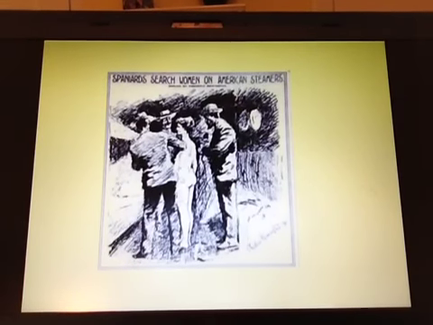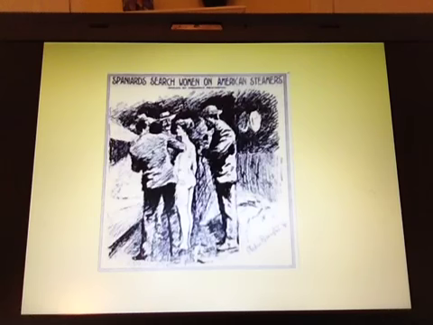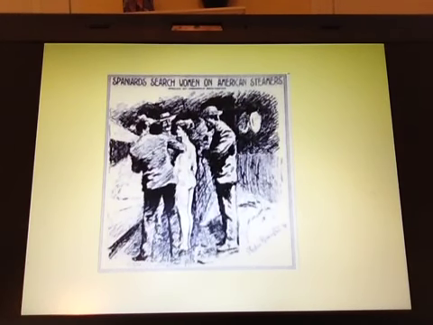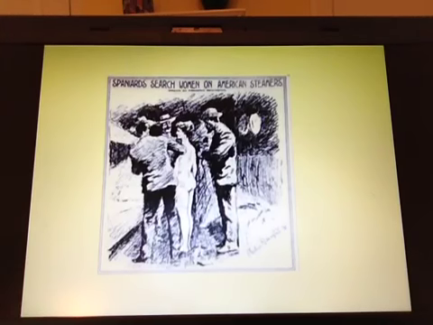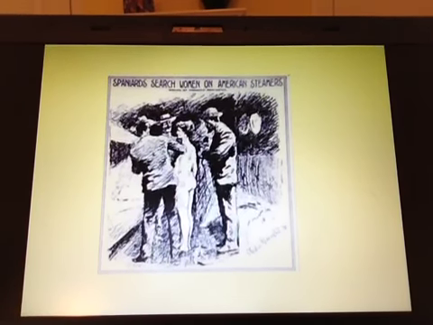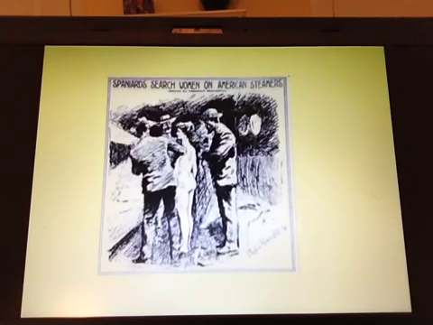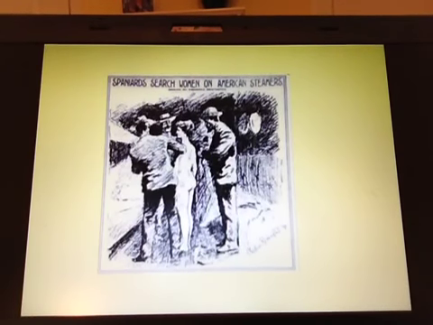One example is, say, this political cartoon here. It's called Spaniards Search Women on American Steamers. If you look closely, what you see here is a naked woman surrounded by suited men, supposedly Spaniards, who are searching her. Now, perhaps American women were searched on American steamers. Perhaps the Spanish did do some kind of search, but I guarantee you they did not do a strip search of American women on these steamers.